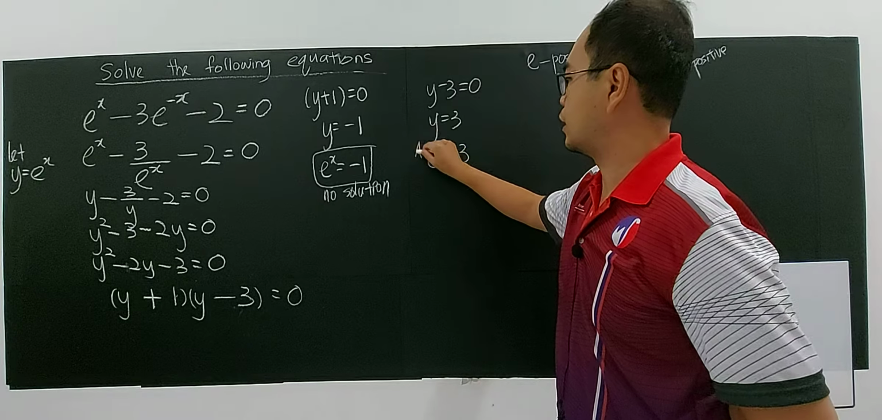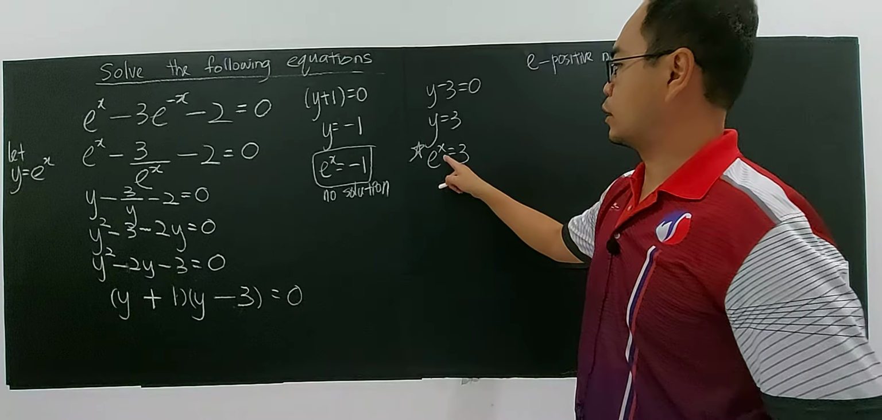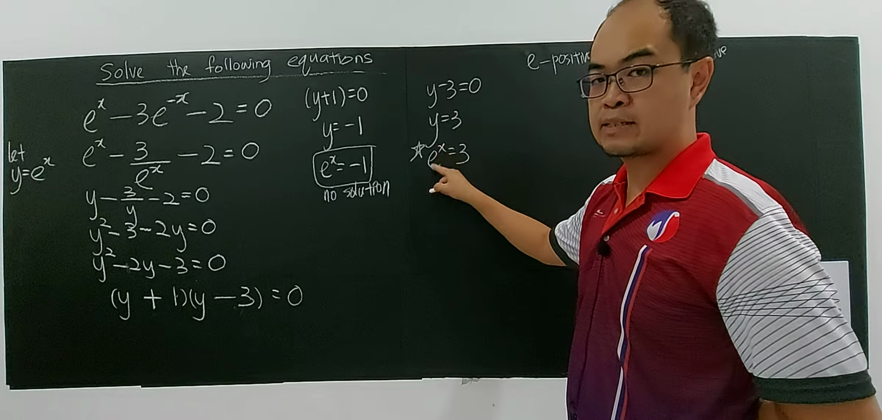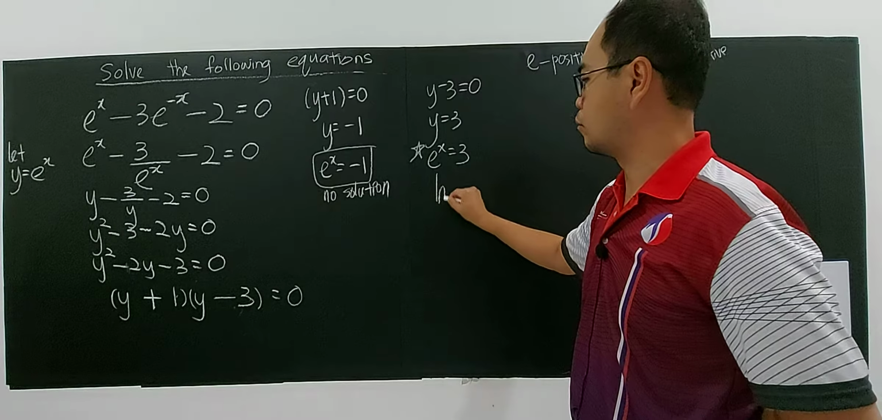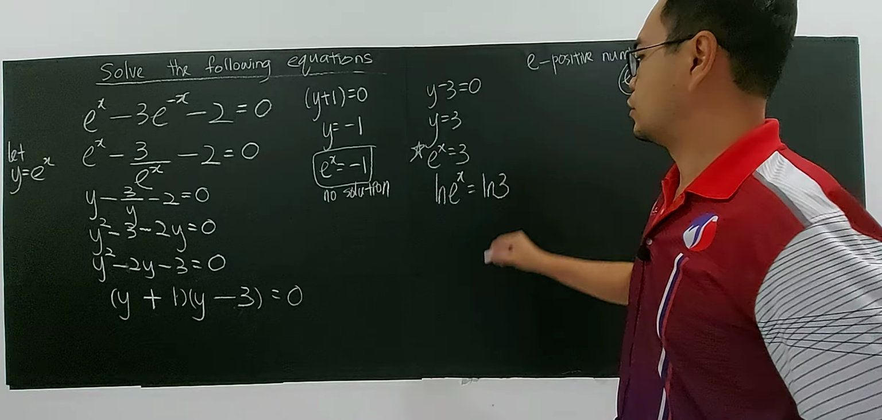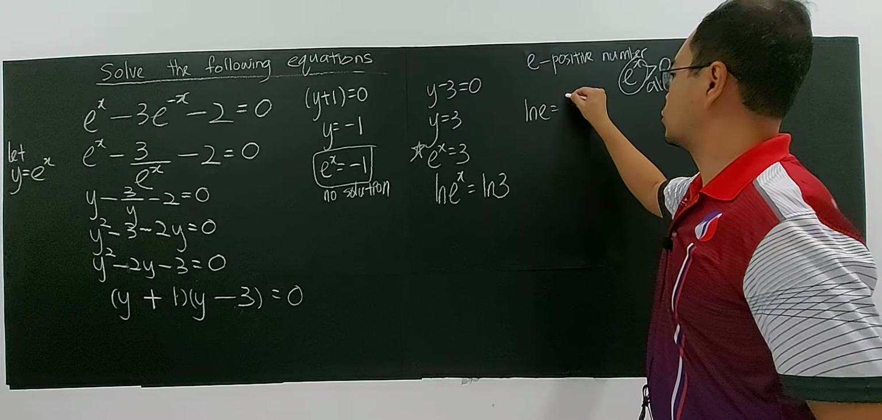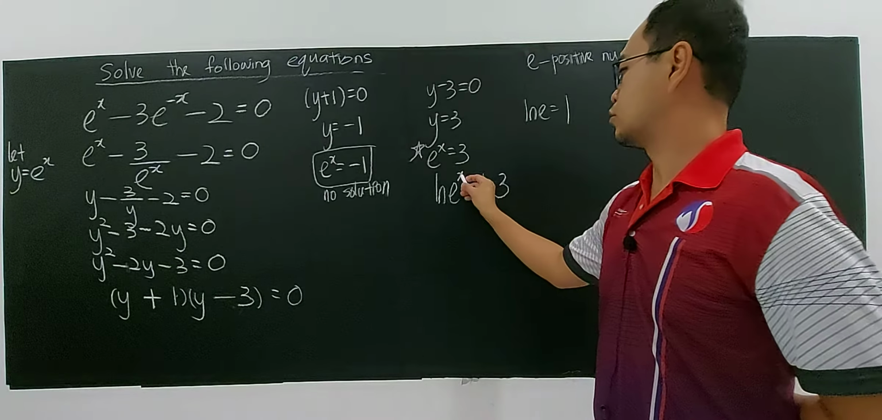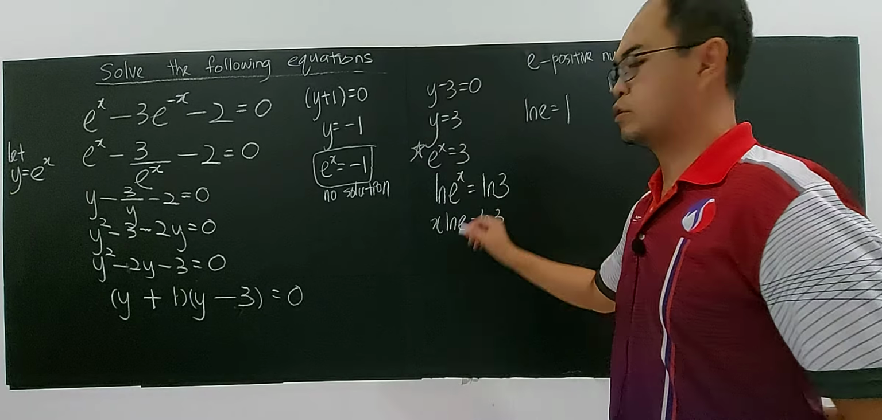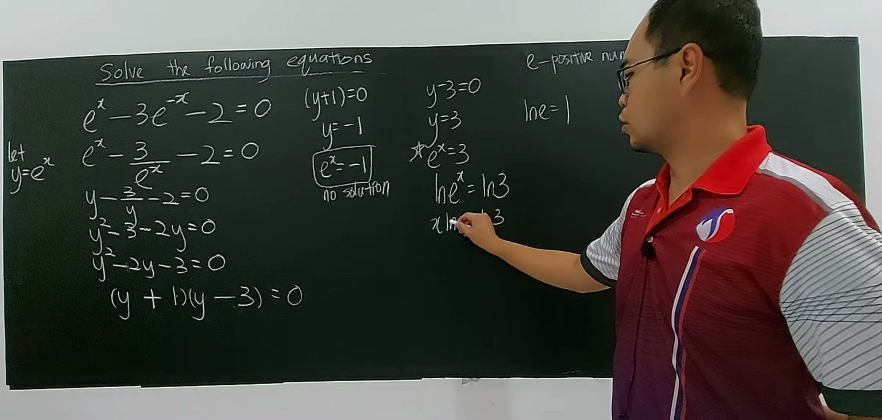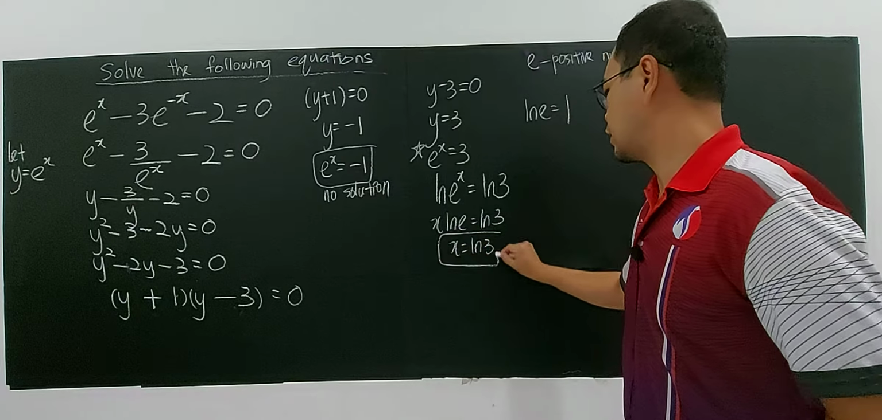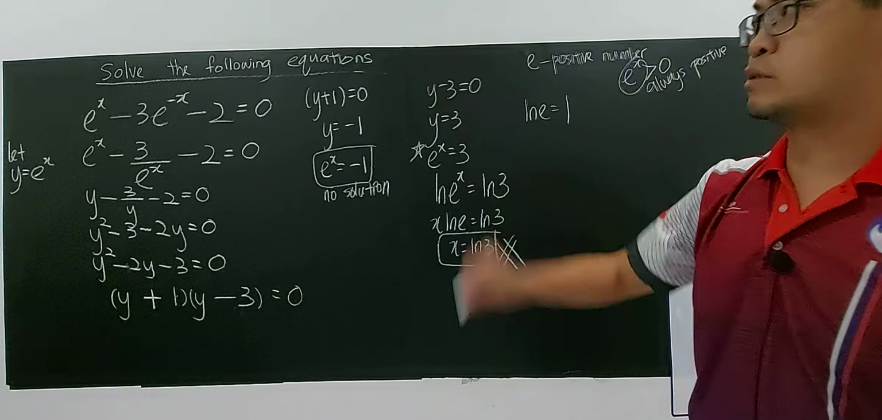So now this is the one that we solve. If e^x equals 3, you see there is an e here, the exponent here, so you put ln on both sides. You have ln 3, right? You know that ln e is 1, right? So you can bring down the x, then you have x ln e equals ln 3. And ln e is 1. So you have x equals ln 3. So this will be your solution for this problem.